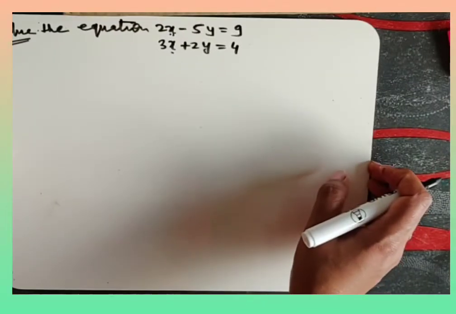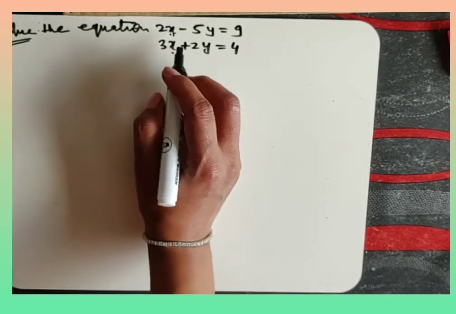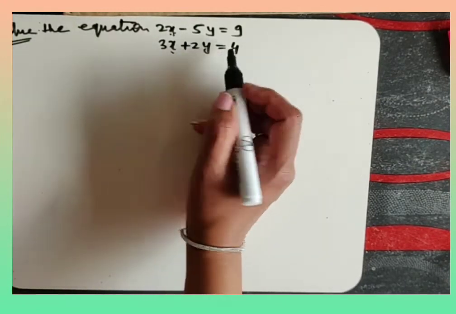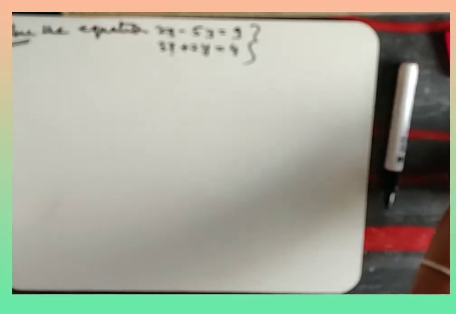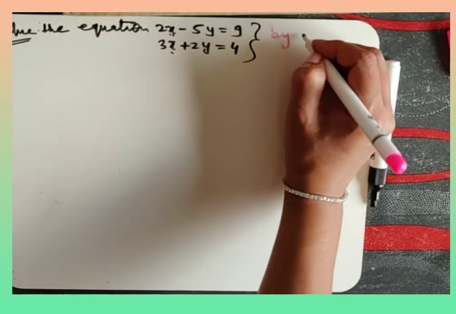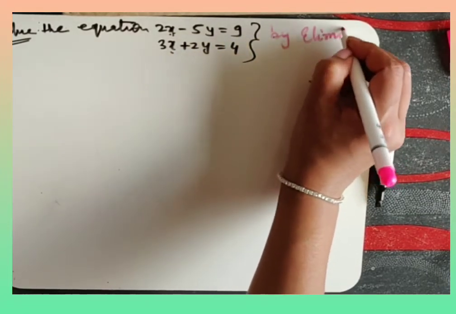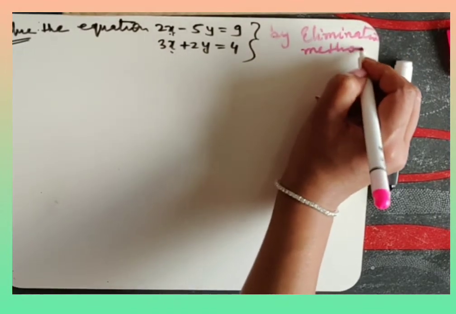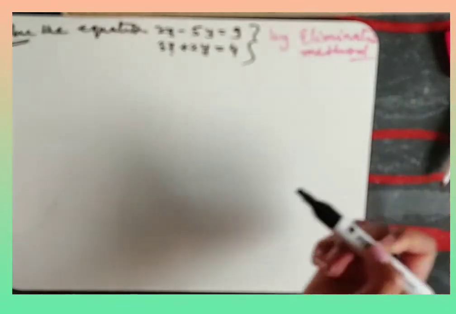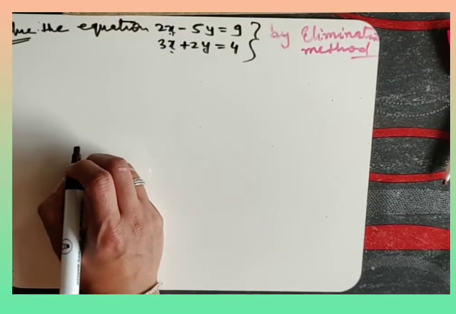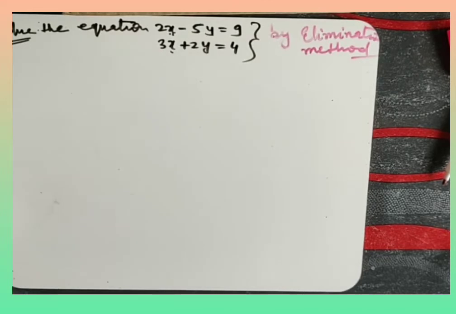Now take this question here. Solve the equations 2x minus 5y equal to 9 and 3x plus 2y equal to 4. I am going to solve this by the elimination method. By elimination method means we have to eliminate either x or y. So we have to choose carefully.